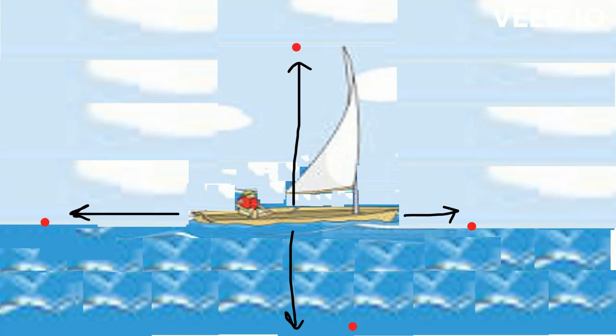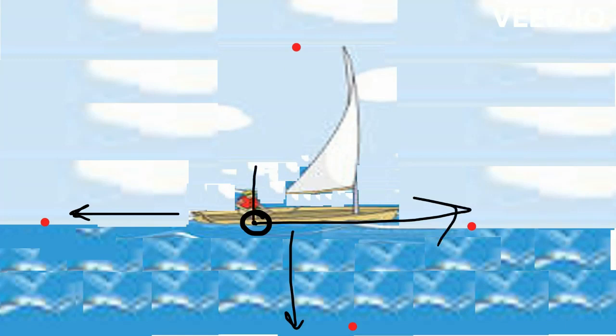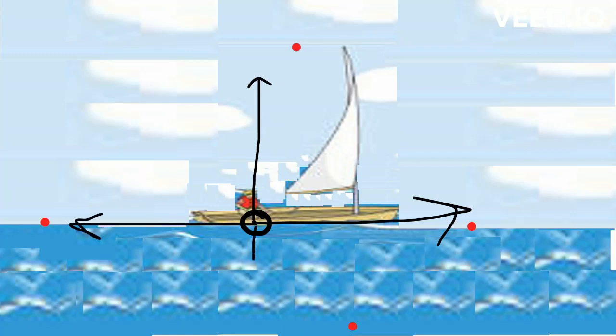So this is the point at which he is right now. This is called a reference point. From the reference point, he can go in this direction or this way, or in this direction backward or downward.